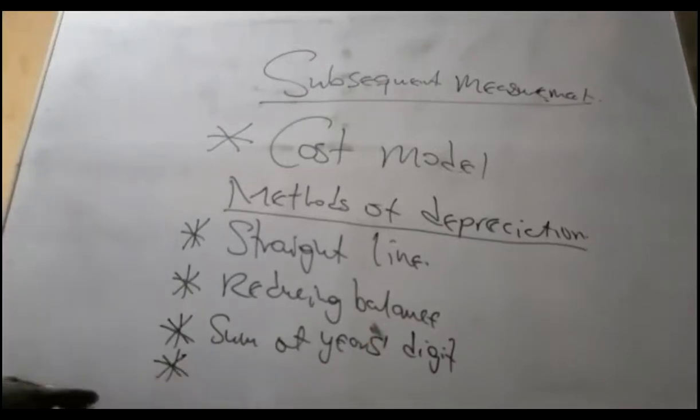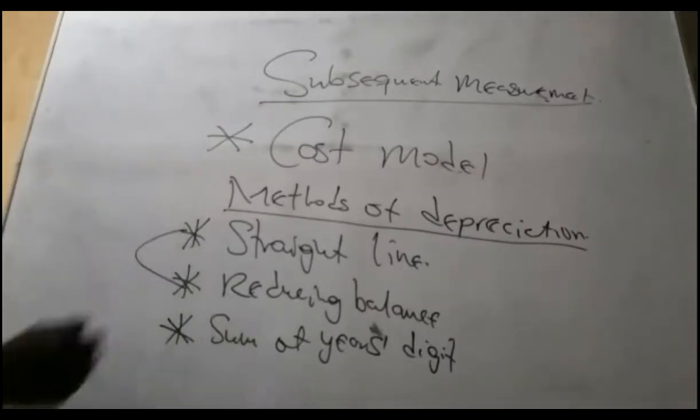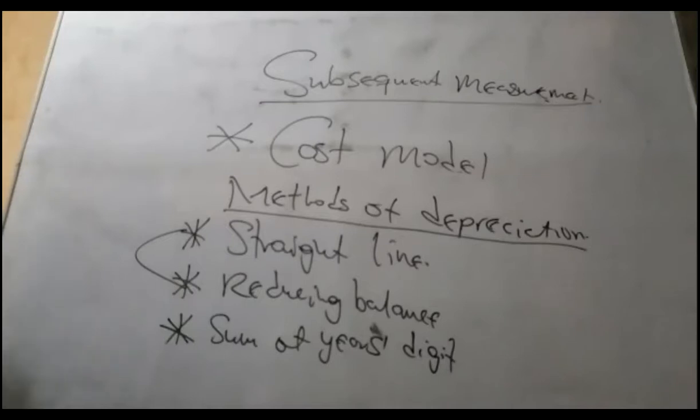Then we have the fourth and the fifth, they are just a remix of the straight line, so you don't need to worry about it much. But these first 3 are okay. In fact, I only do the first 2. Then we are done. How to calculate depreciation on the first 2.